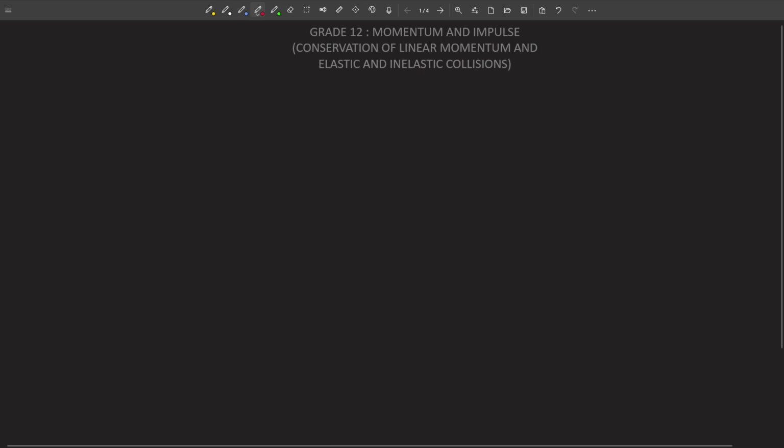Okay, we are still on momentum and impulse, and today we will be looking at elastic and inelastic collisions. Let's first look at elastic collisions.